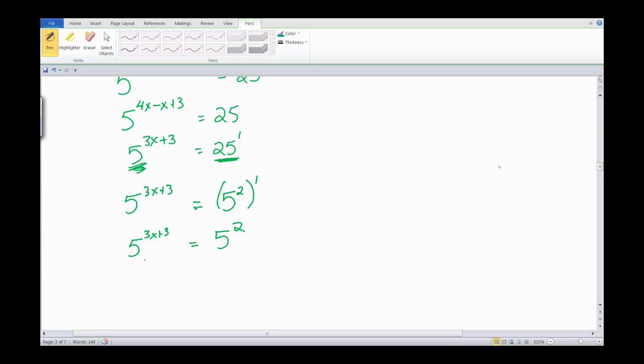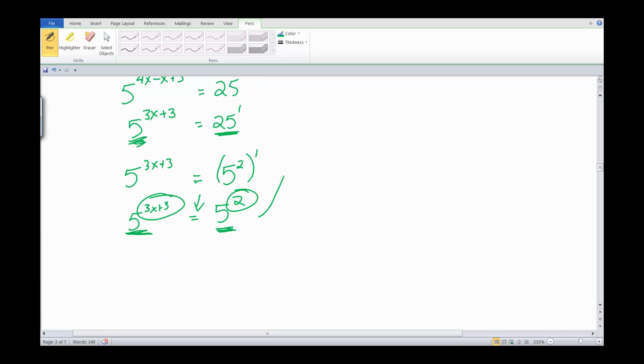Now that they have the same bases, that's what we had to do to be able to continue on to solve for that exponent. We can go ahead and set those exponents equal to one another. If this is a true statement between the left side and the right side, and the bases are matching, the exponents have to be matching. From here, we're just trying to solve for x. So we end up with 3x plus 3 is equal to 2.